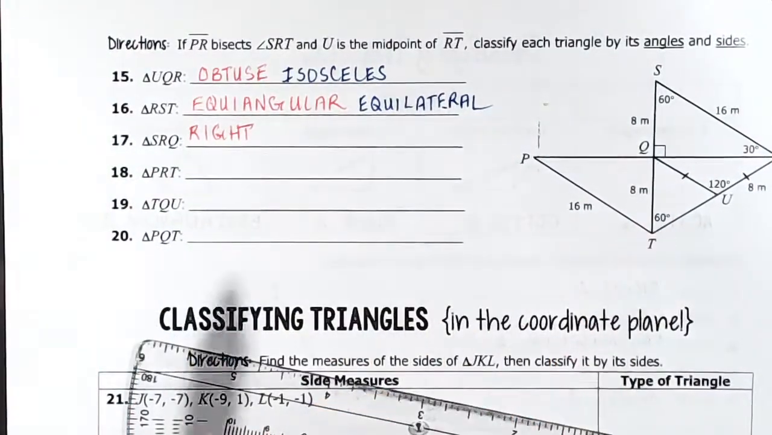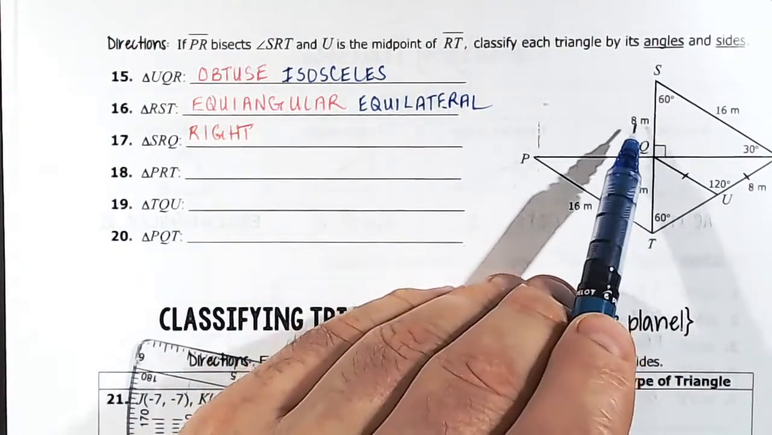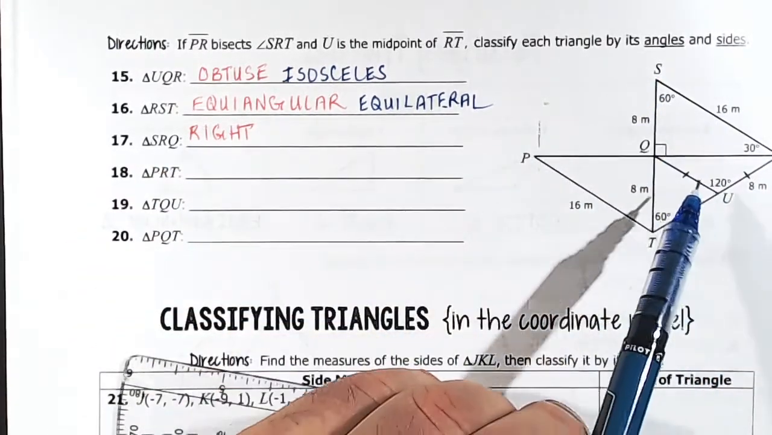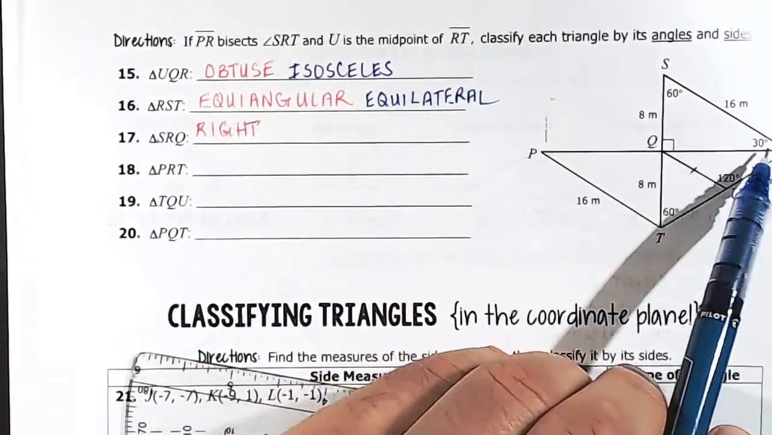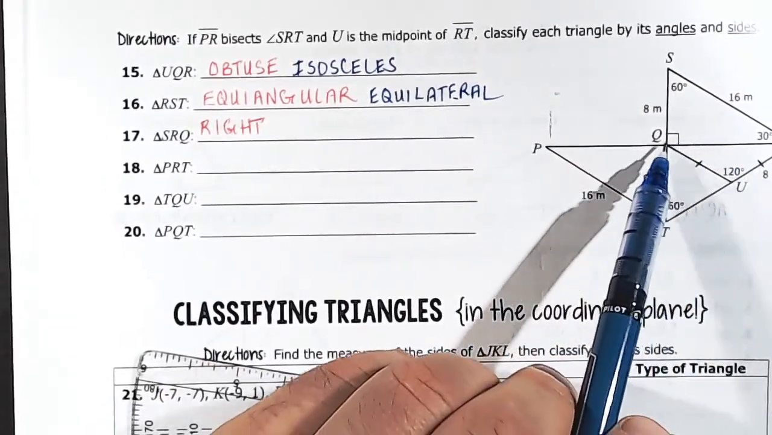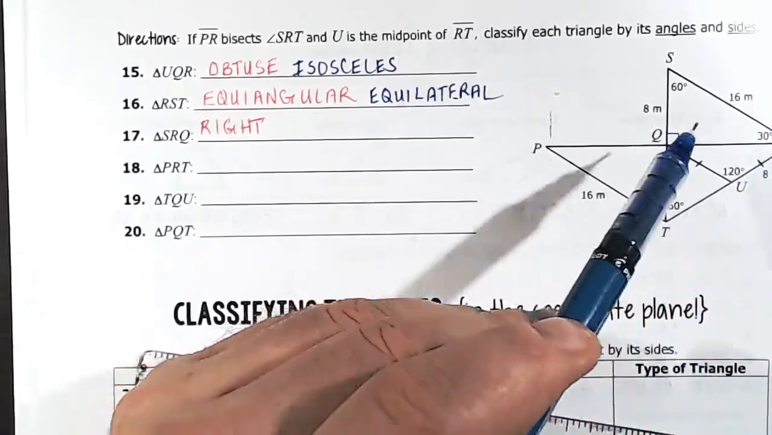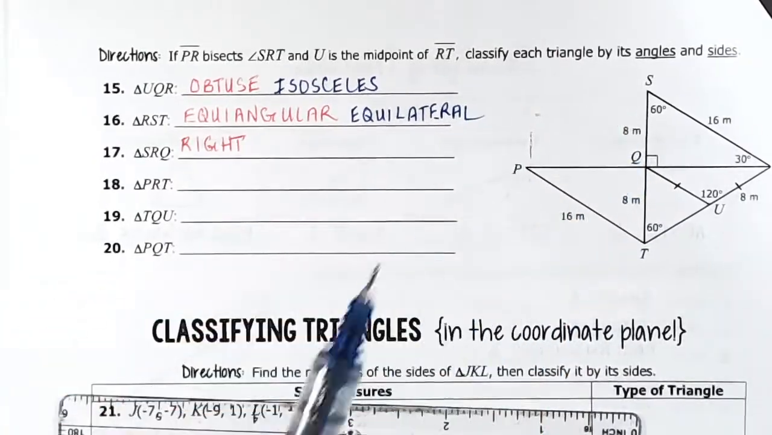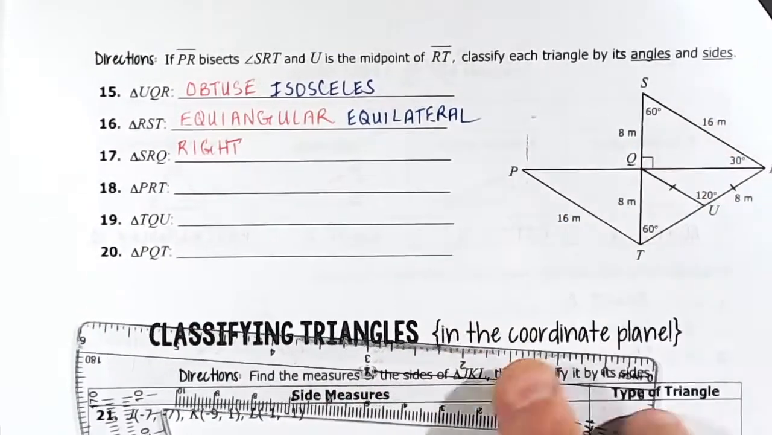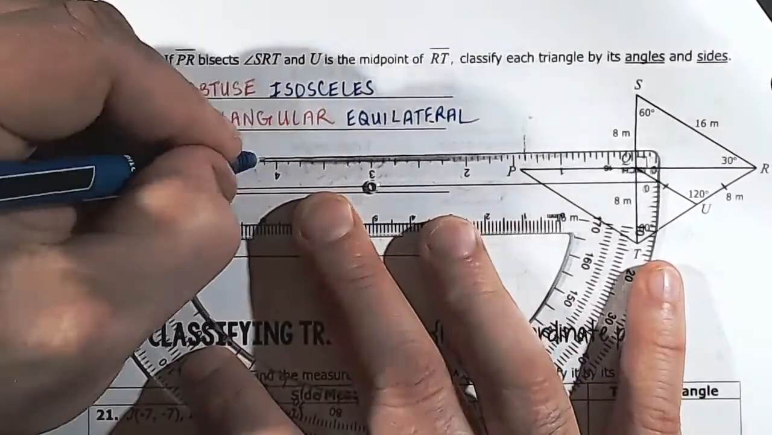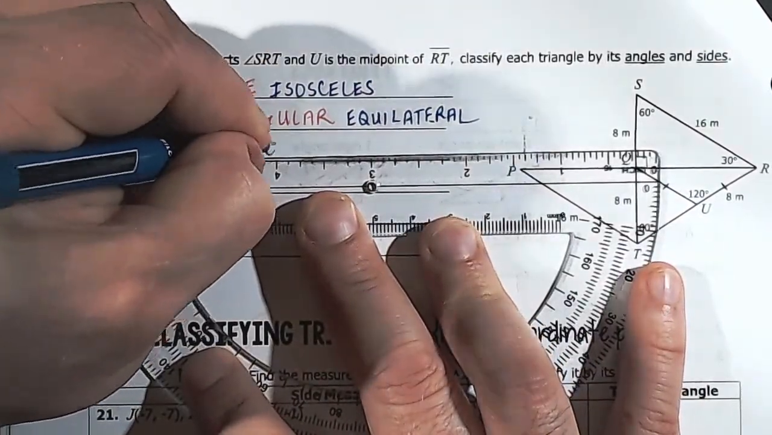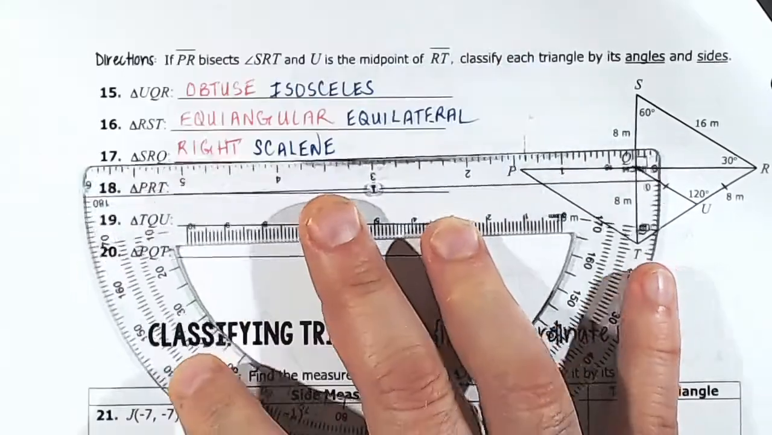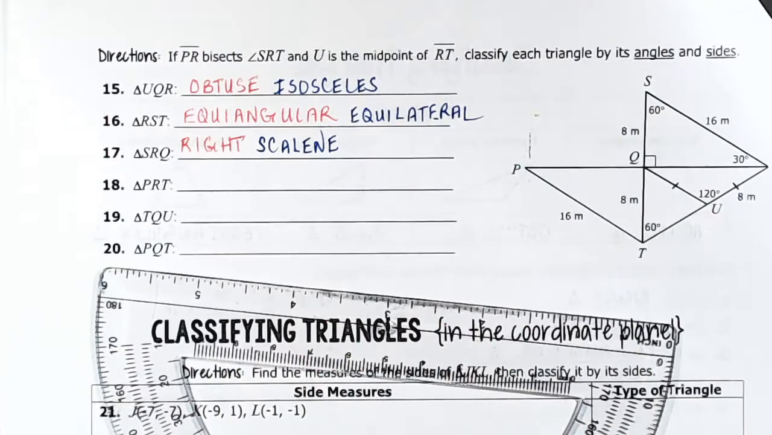And from a lateral perspective, this side is 8 and this side is 16, and we don't know what this length is here, okay? But it's not 8 or 16 because these little hash marks aren't helping us. They're not telling us that it's the same. So when we don't have any sides that are the same length, we call that a scalene triangle. So it's a right scalene triangle. Okay, so SRQ is right scalene.